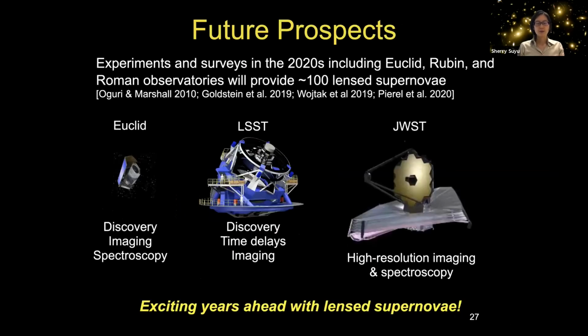So what are the future prospects? Well, experiments and surveys in the 2020s, including Euclid, Rubin, and Roman observatories, will provide hundreds of lens supernovae. And you can see here the various surveys, and we will have JWST for high resolution imaging and spectroscopic follow-up. So the next years should be really exciting in terms of lens supernova studies.